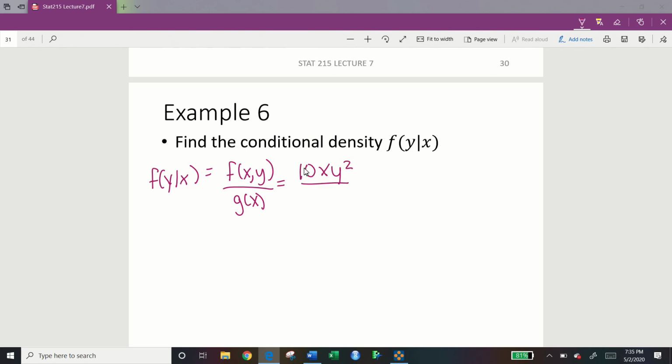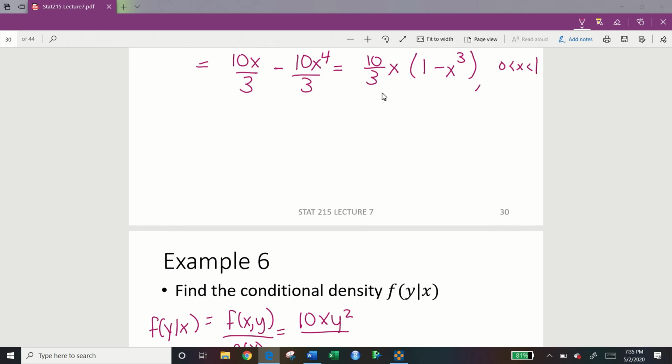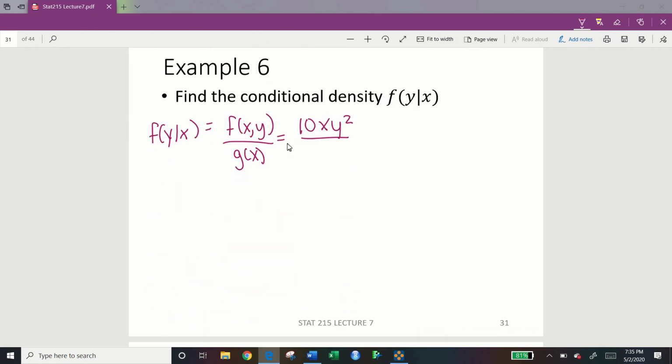Next, we need g of x. Lucky for us, we calculated it in our previous slide, slide 30, which is 10 over 3 x multiplied by the quantity 1 minus x cubed. If we simplify, we will get 3y squared over 1 minus x cubed on the bounds from 0 less than x less than y less than 1. Perfect. That brings us to the end of that part. Let's keep going.